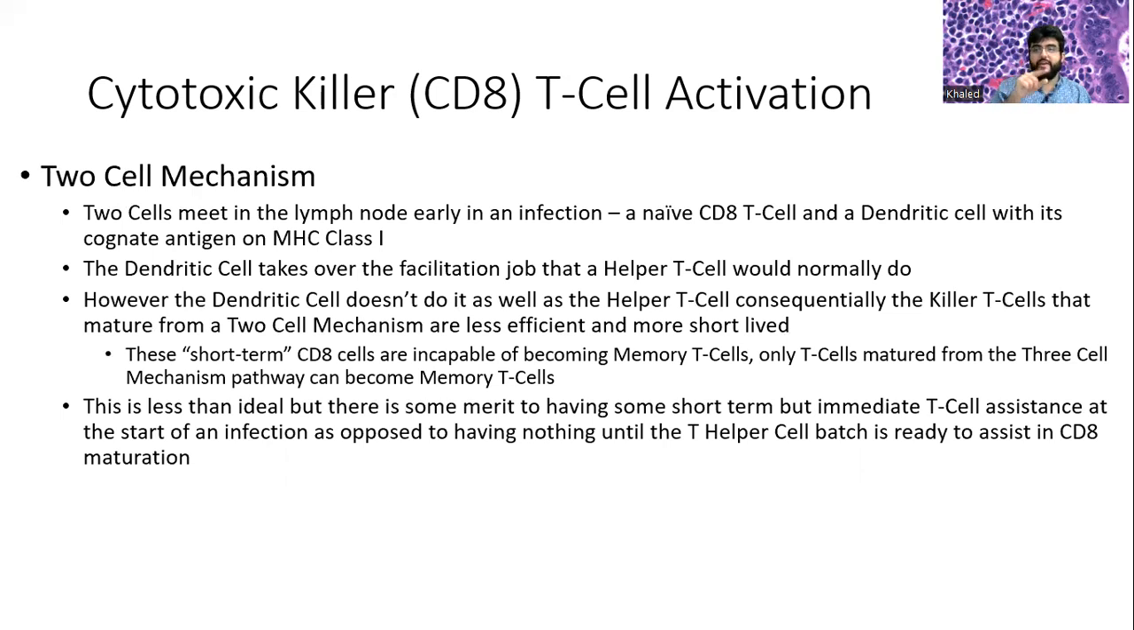Well, if you're thinking that we're going to take away these helper CD4 cells because they're not available yet, you would be correct. So this 2-cell mechanism, you have a naive CD8 T cell and a dendritic cell in the lymph node who meet. Now the dendritic cell is going to take over the facilitation job of the helper T cell. So the dendritic cell really in this relationship wears the pants. I don't know why it does, but it does, and we're thankful that it does.